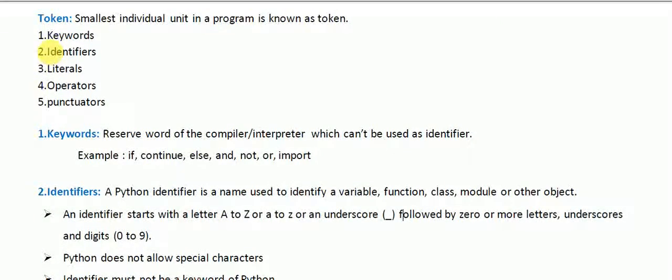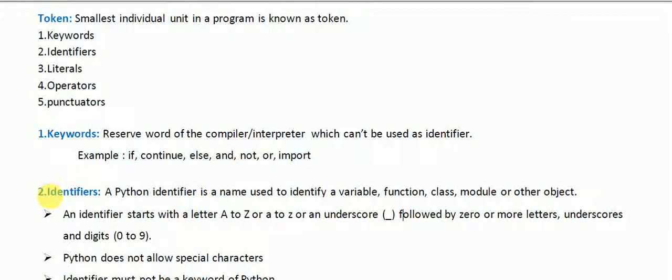Like the first one is keywords. So what do you mean by a keyword? A keyword means a reserved word of a compiler or an interpreter which can't be used as an identifier. Keywords are reserved words, meaning the compiler already knows about those words, so you cannot use them as an identifier. We will learn what an identifier is. The second type of token is the identifier, third is literals, fourth is operators, and the fifth is punctuators.